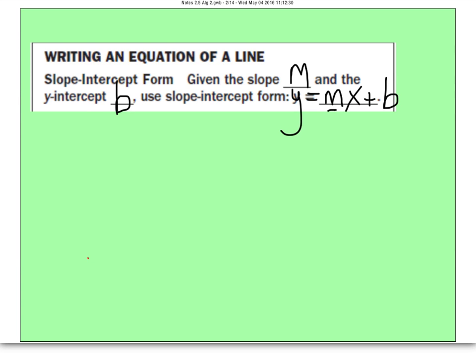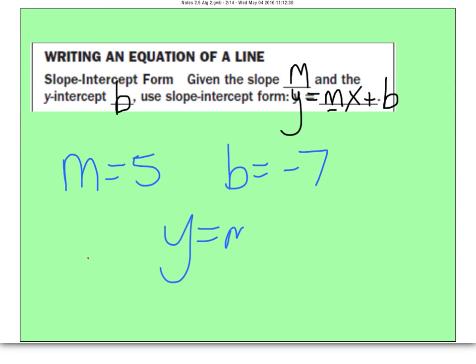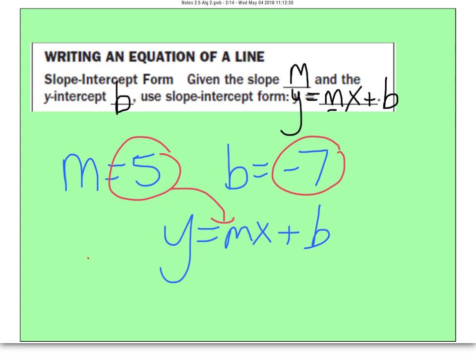So let's do an example here. What if I asked you to write the equation of a line if I told you the slope was 5 and the y-intercept was -7? It's very easy to do. You're just going to write y equals mx plus b down, and you literally just plug in the answers. 5 for m, -7 for b. So your equation would be y equals 5x minus 7.